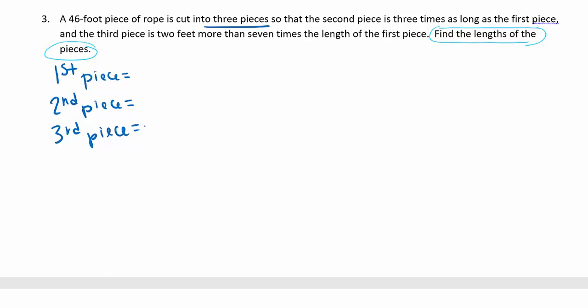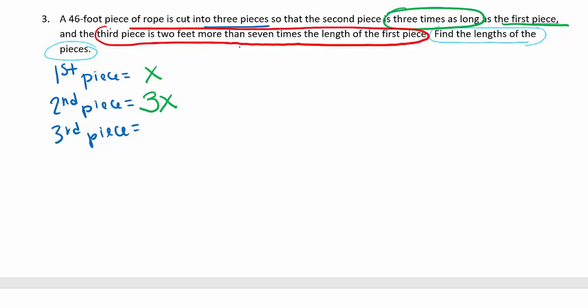And so now I'm going to read this problem again, a little bit more slowly. So we've got 46 feet of rope. It says the second piece is 3 times as long as the first piece. So if I call the first piece x, the second piece would have to be 3 times x. The third piece is 2 feet more. That's a plus 2. Then 7 times the first piece. So 7 times x.